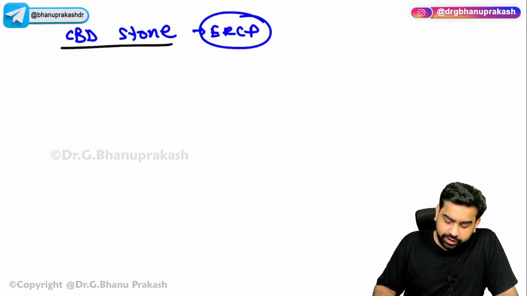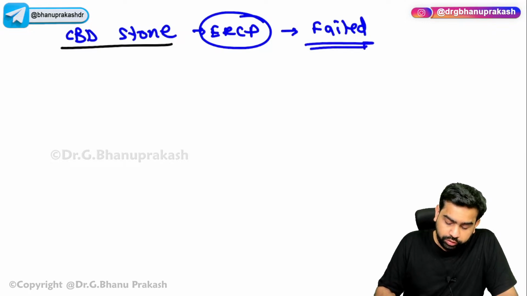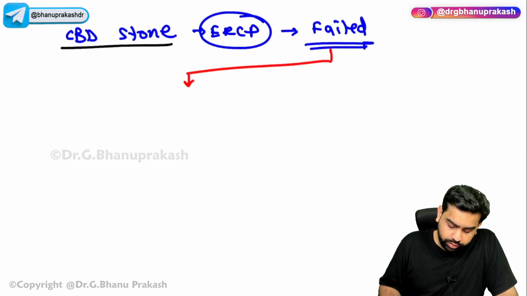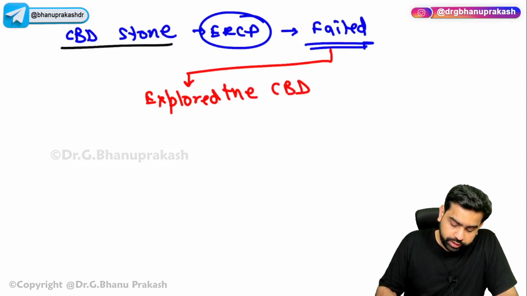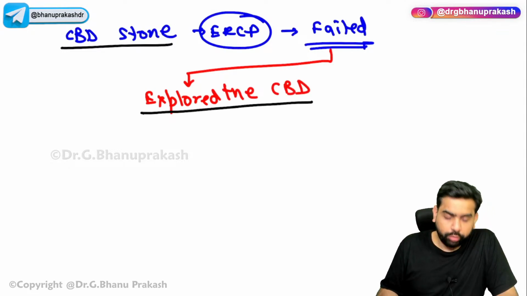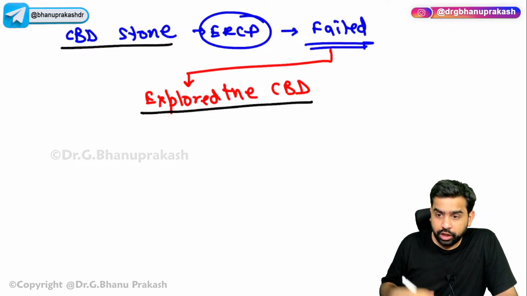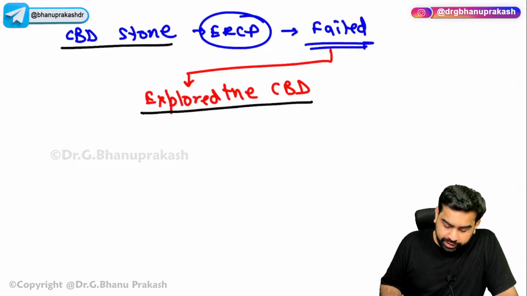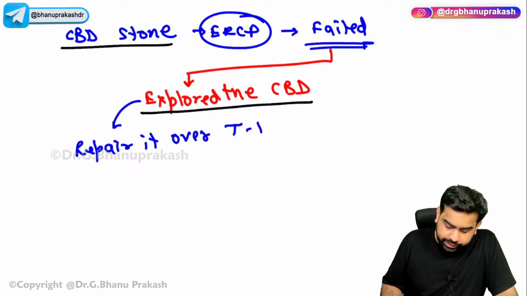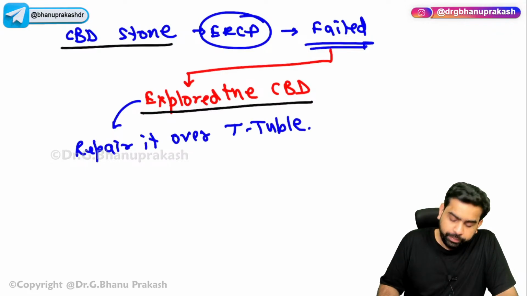So you tried the ERCP, but it failed. So what you did was you explored the common bile duct. Once you have explored the common bile duct, you are going to repair it over a T-tube. So what are you going to do? You are going to repair it over the T-tube.